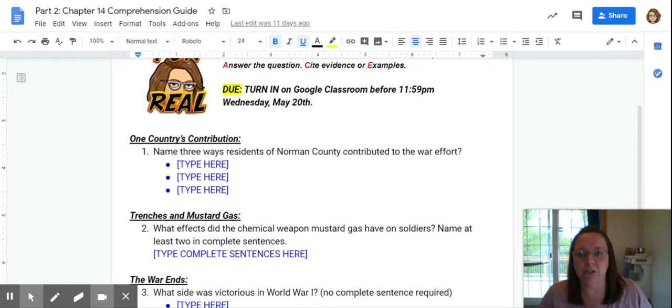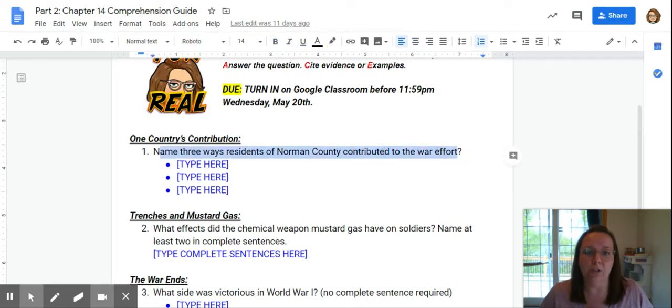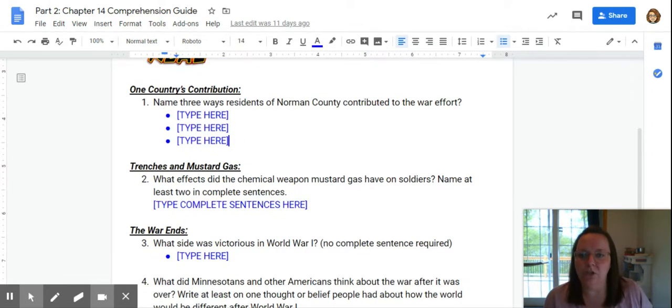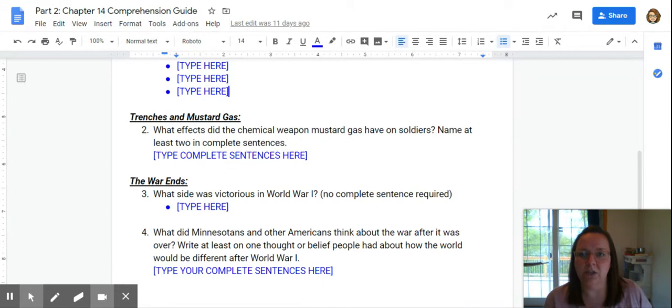Okay, our first section is One Country's Contribution. It says, name 3 ways residents of Norman County contributed to the war effort. For this particular question, you do not need to write in complete sentences because you can see I'm just asking you to list here. You can just type your 3 ways. Okay, no complete sentence. The next question, number 2, is from the section titled Trenches and Mustard Gas.